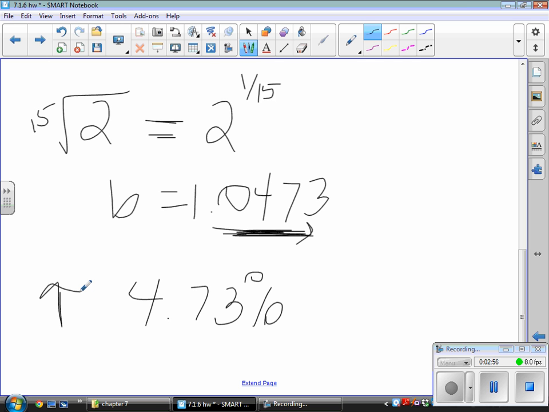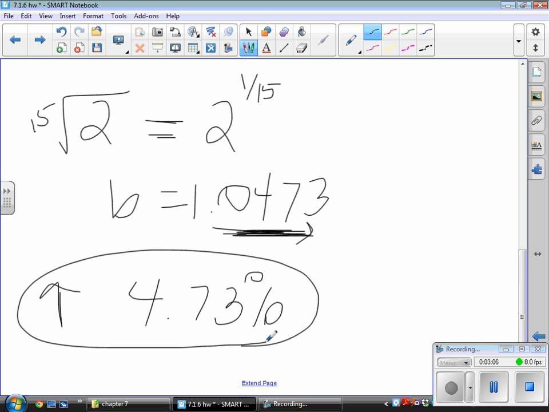I'm just going to plug in some values to figure out this problem to see when would my money double. Well, my interest rate would have to be 4.73% in order for it to double in 15 years.